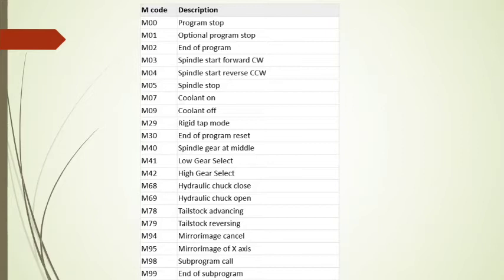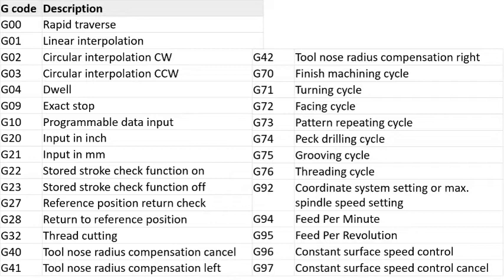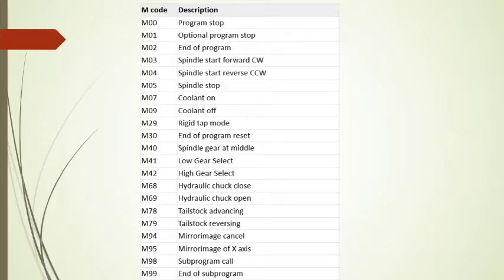So above that speed M42 will be used. It depends on machine specification and that will be provided in the machine manual. This slide indicates the list of G codes. This slide indicates the list of M codes. Let us try to understand how it can be used in CNC part programming.